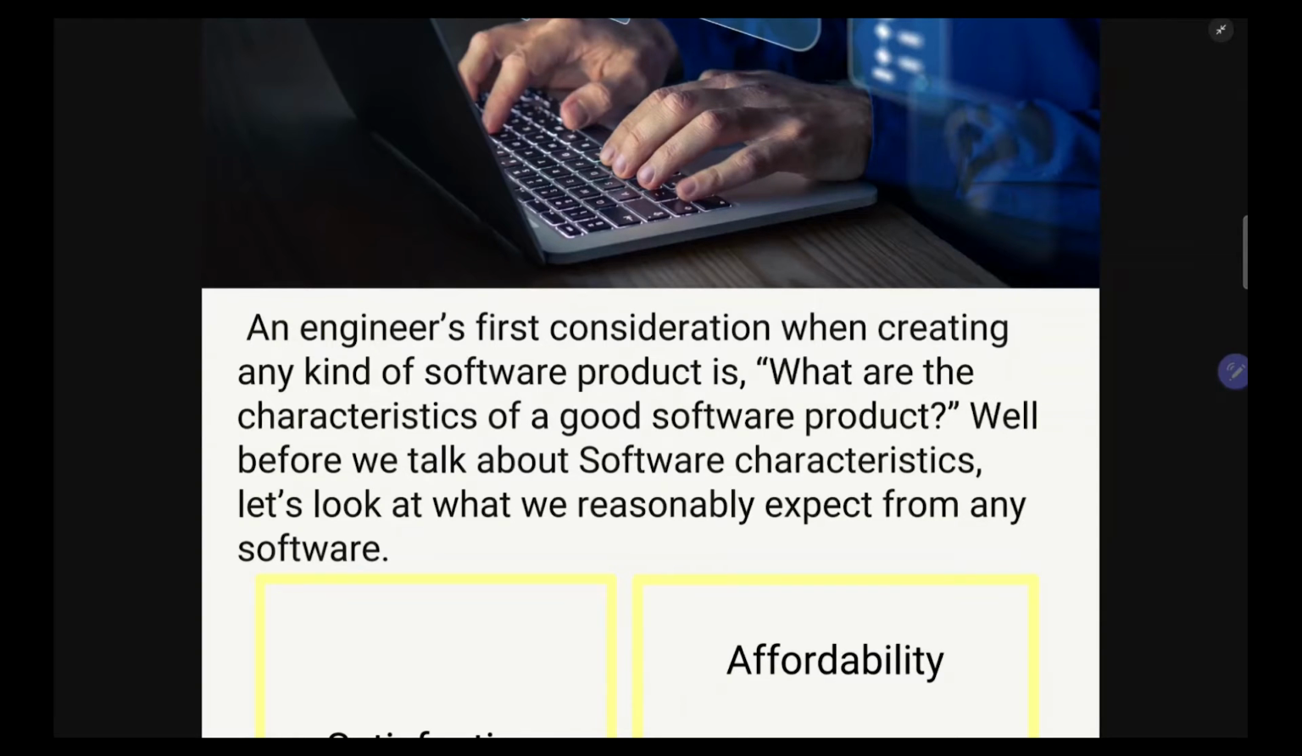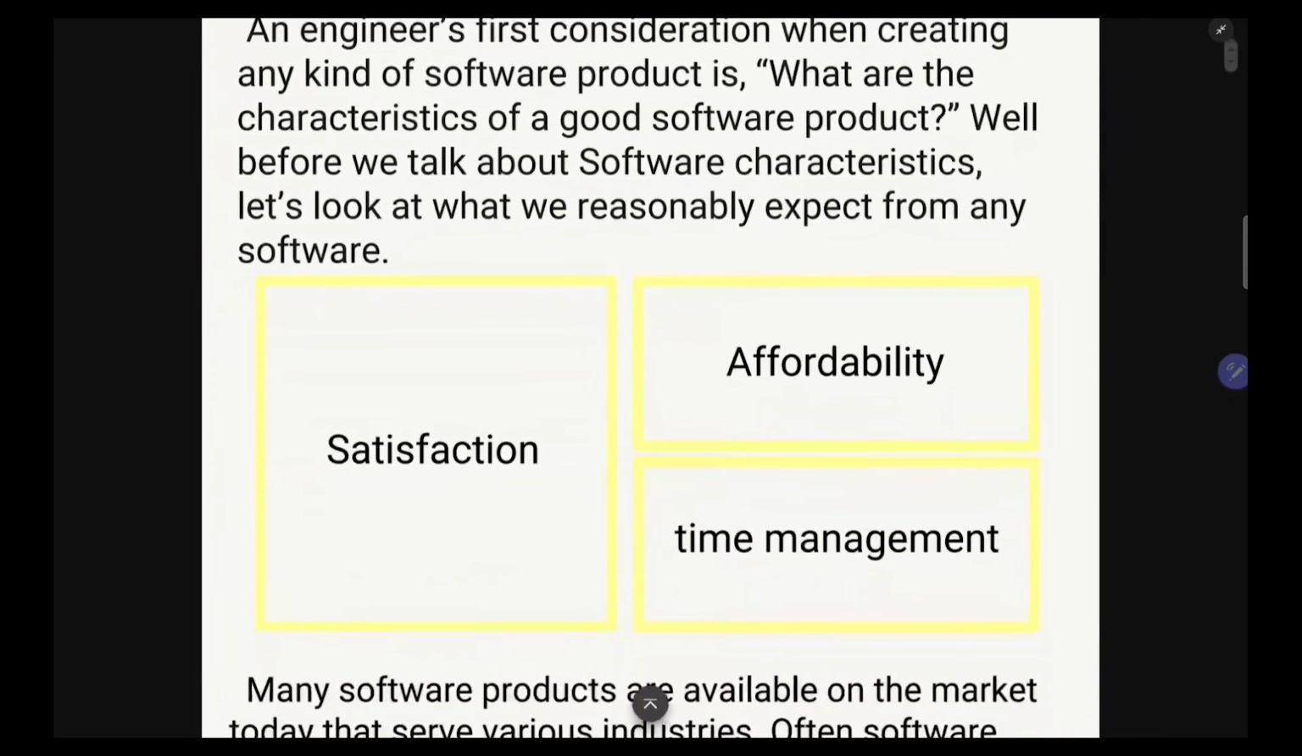Well, before we talk about software characteristics, let's look at what is reasonable to expect from any software. First of all, we have satisfaction. A software product must satisfy the needs of the end user as well as the business. Additionally, software development and maintenance should be affordable, so affordability. Finally, software development should be completed within the specified time frame, time management.